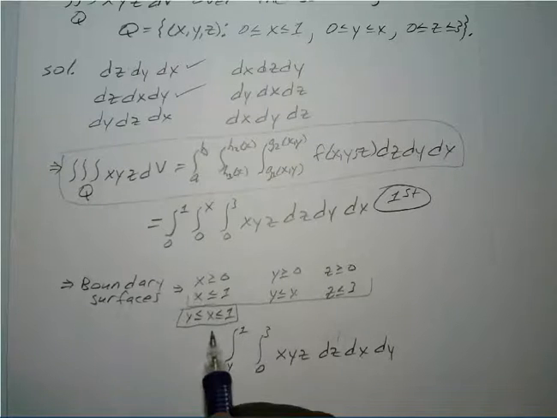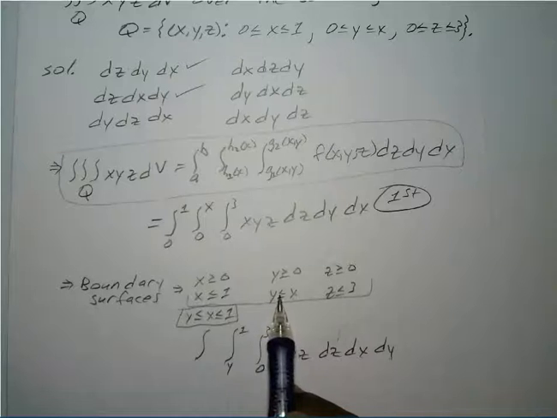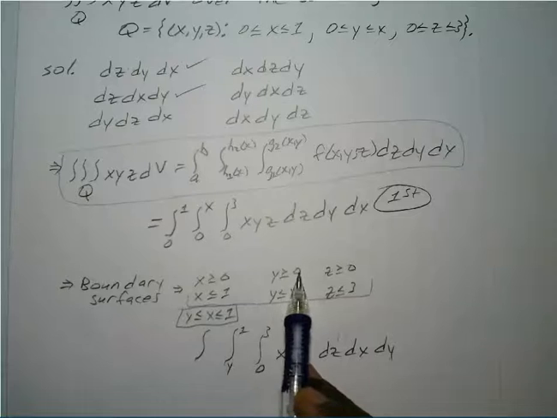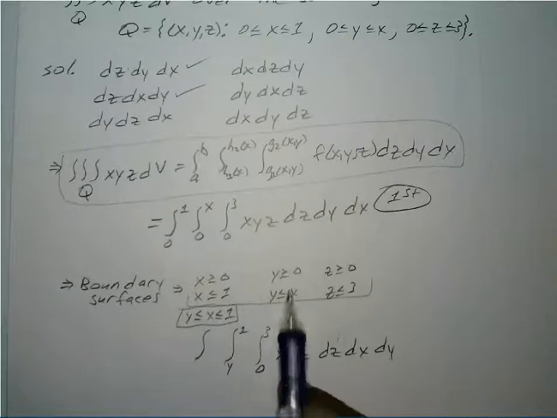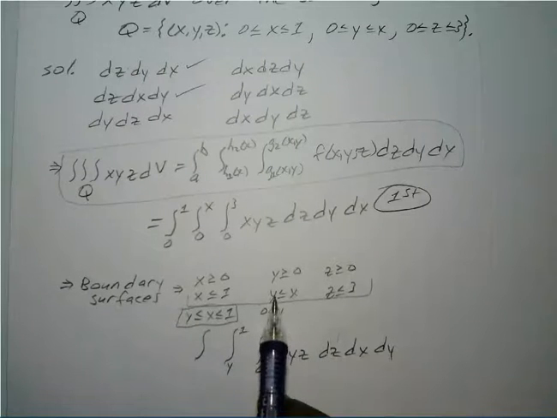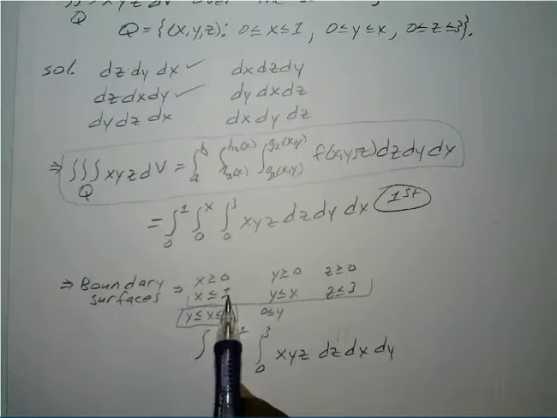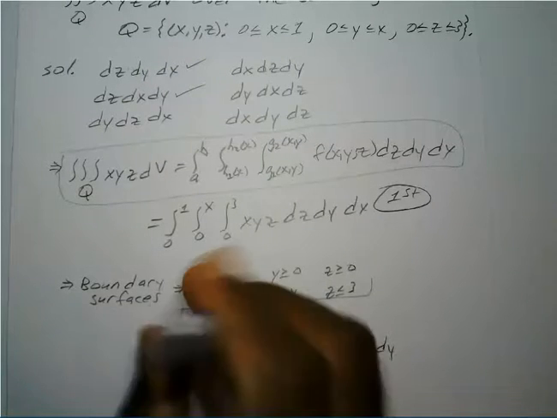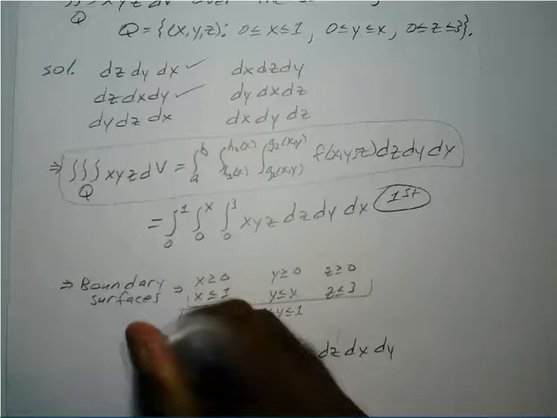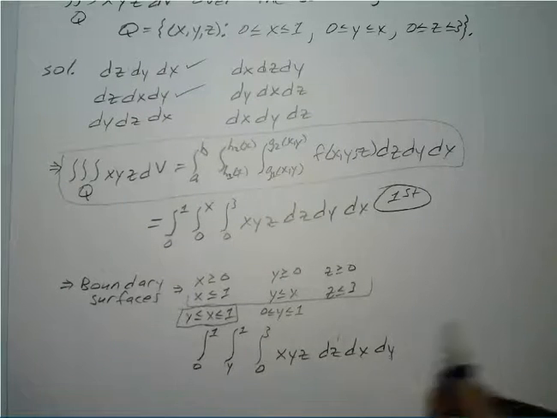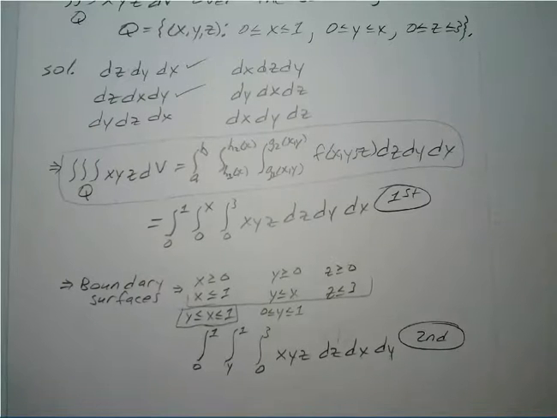We see also here that because y is less than or equal to x, and x is less than or equal to 1, and y is greater than or equal to 0, you can combine all three of those to make 0 less than or equal to y. And since y is less than or equal to x, and x is less than or equal to 1, that means y is also less than or equal to 1. Let me lower this a little bit. That gives us 0 to 1 for our y. So this is our second.